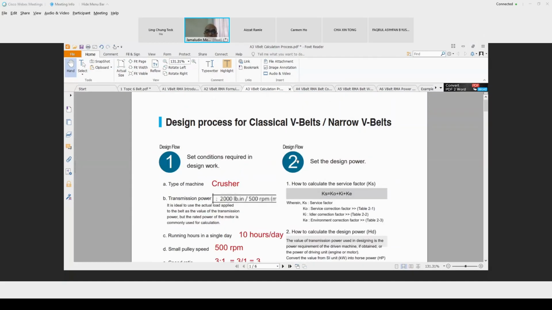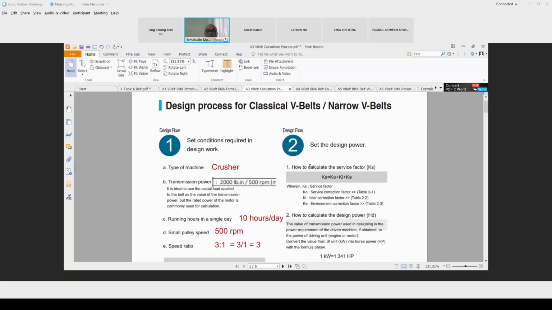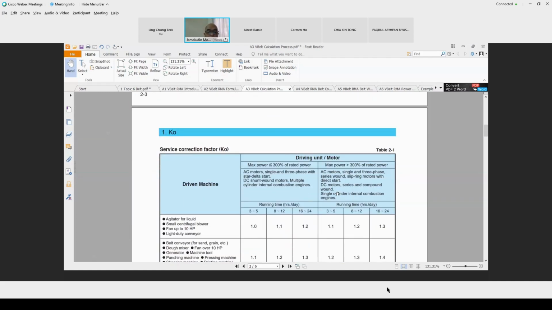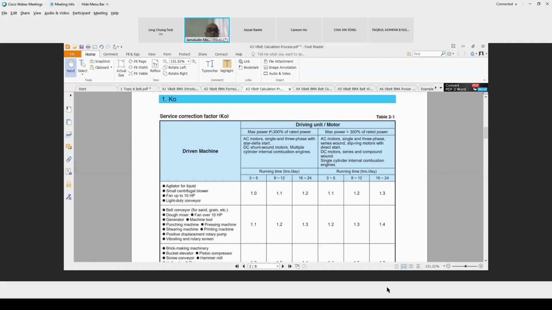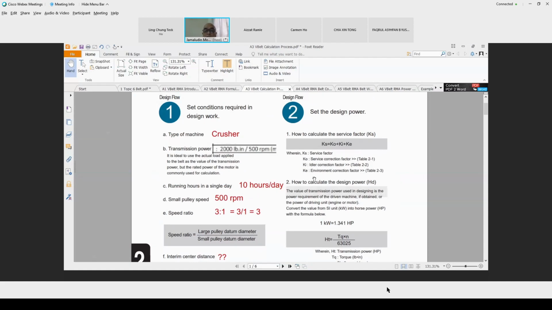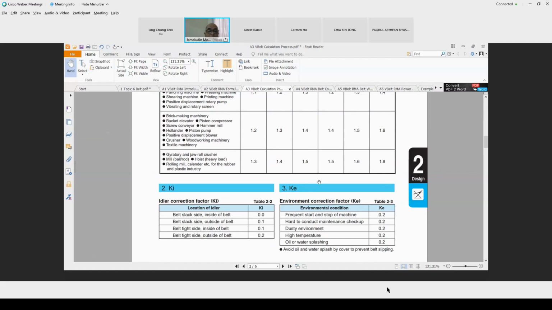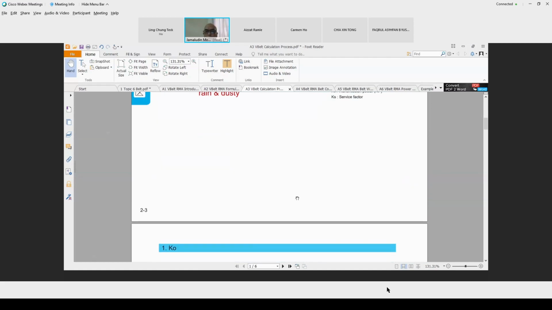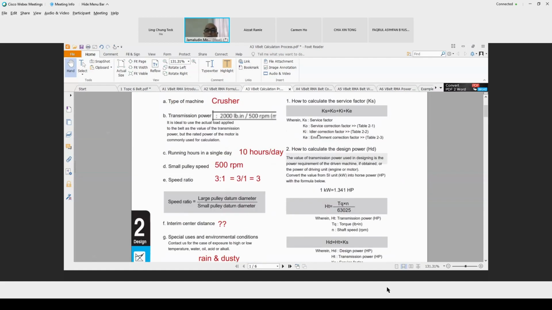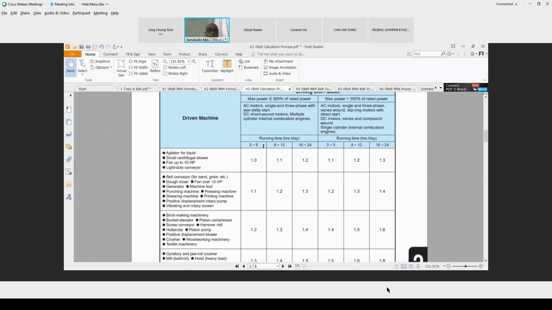The second step in the catalog is how to calculate the service factor, which is KS. Firstly, the service factor is going to be the service correction factor, table 2-1. Is it K0? Yes, KS, service factor 2-1. This is going to be your service factor. I think it's supposed to be K0, right? The first one is K0, service correction factor. So we call it K0.